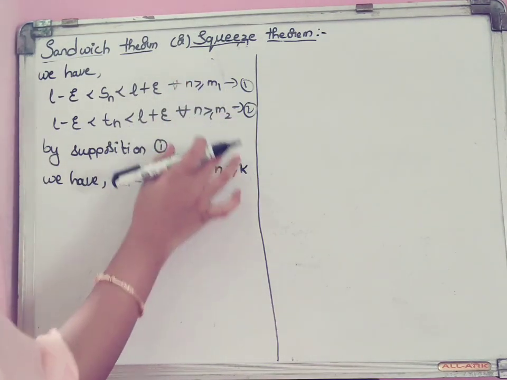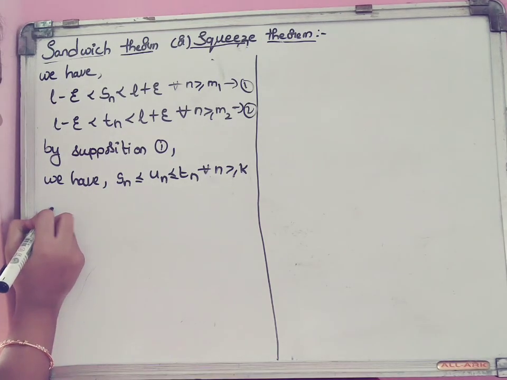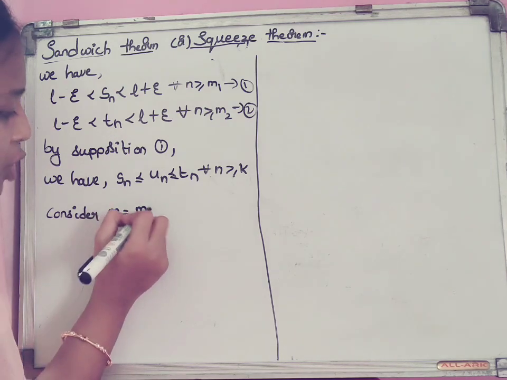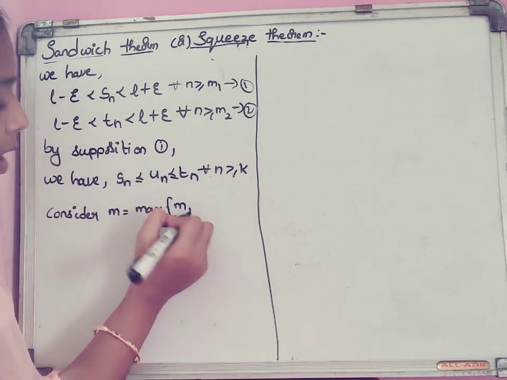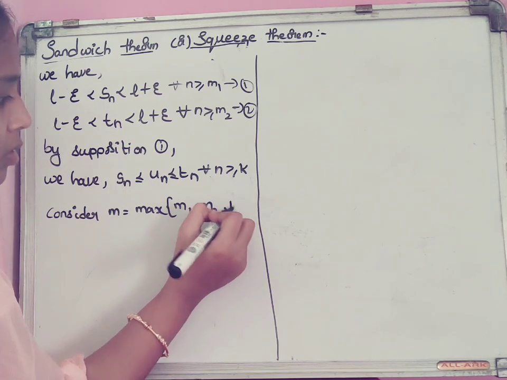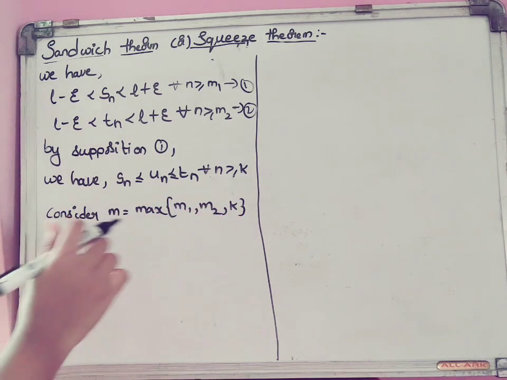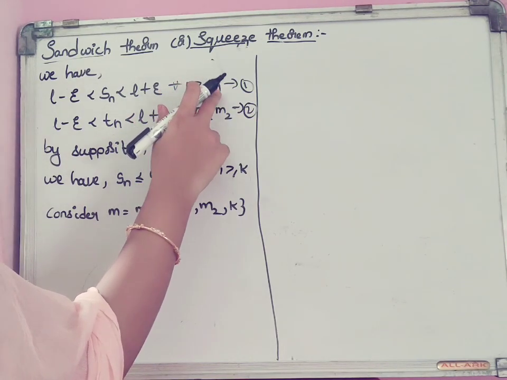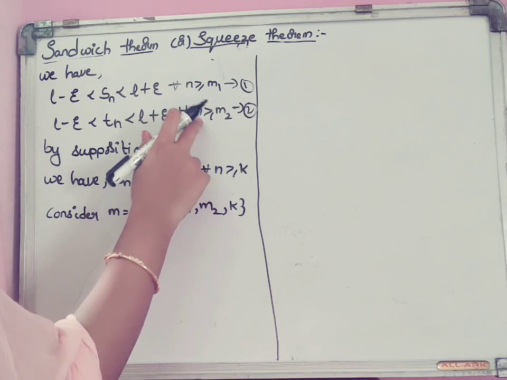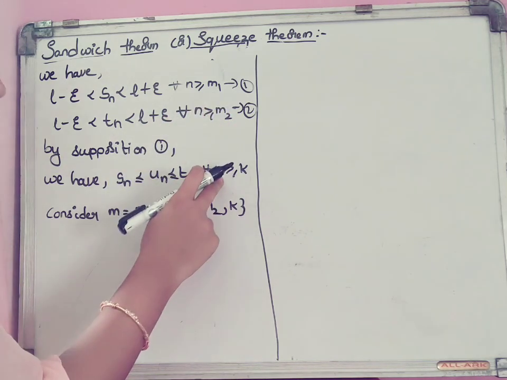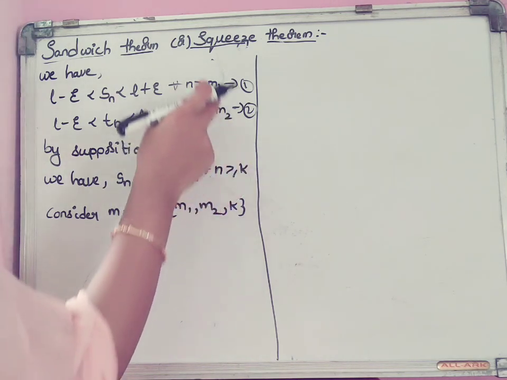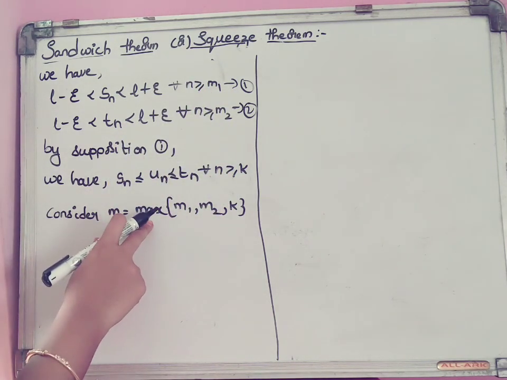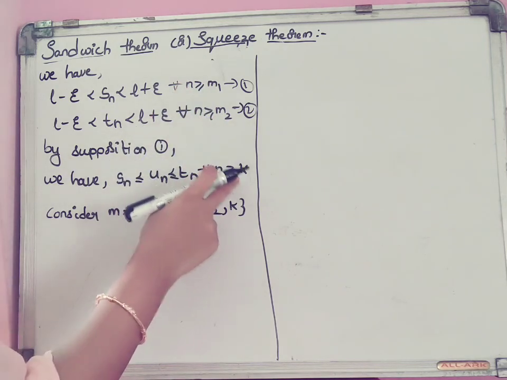So from these three positive integers we can consider one m that should be equal to maximum of m1, m2, k. Clear? See here, n is the greatest one among m1. Similarly, n is greater than or equal to m2. n is also greater than or equal to k. So from these three conditions, I am considering one m that is equal to maximum of m1, m2, k. Okay.